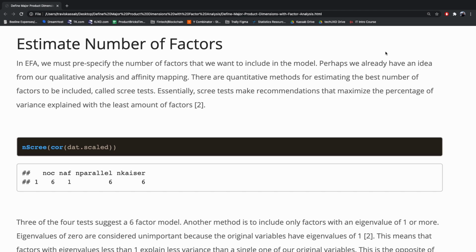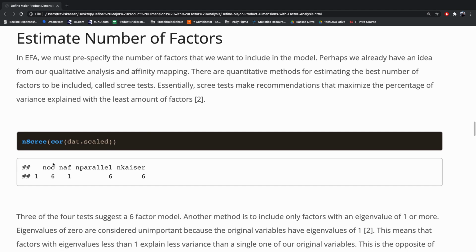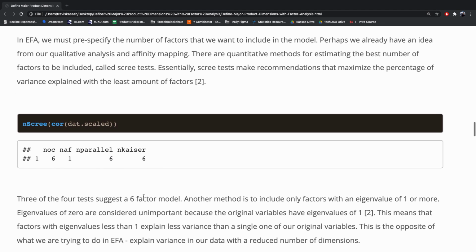It will give you a factor number recommendation based on something called scree tests. So this function right here outputs the recommended number of factors for 4 different scree tests, and 3 of the 4 are recommending 6-factor solutions.